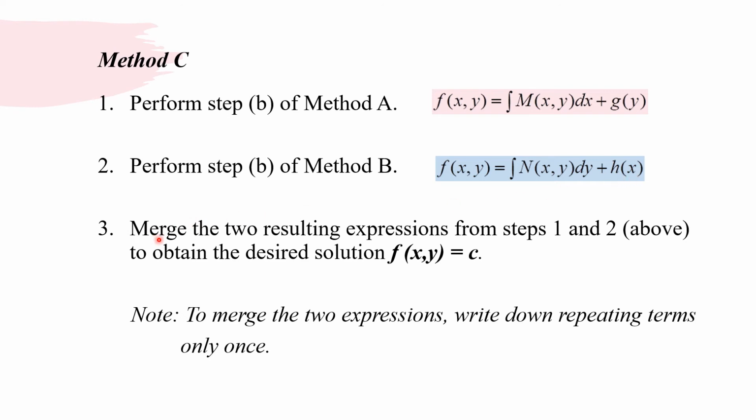The third step is to merge the two resulting expressions from steps 1 and 2 above. Merge these two results to obtain the desired solution of f of x, y equals c. Take note that when we merge the two expressions, write down repeating terms only once. So these are the steps for applying method C.